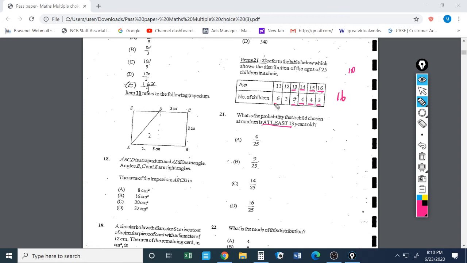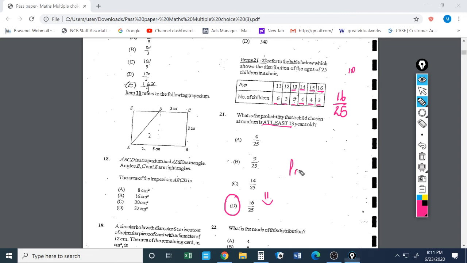Then we're going to add up all of these. So we're going to add 16 to 3, which would give us 19, and 19 plus 6 would give us 25, and we would end up with 16 divided by the total, which is 25. It's 16 children that are 13 and older, and we want that over 25, and that would give us our probability for choosing a child that's at least 13 years old. Okay, guys? So that's the probability.